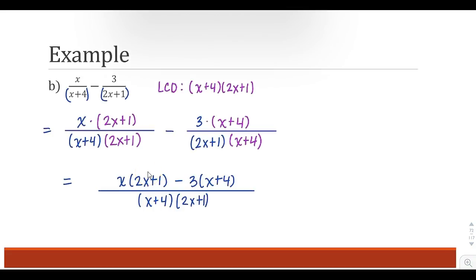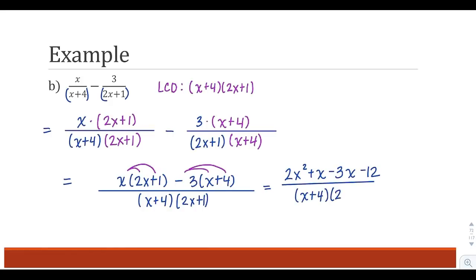And from here, I'm going to go ahead and distribute the x, distribute the negative 3 in the numerator to both terms. So I'm going to go ahead and end up with 2x squared plus x minus 3x minus 12. So the negative 3 distributes to both terms, again over that common denominator, and I'm not going to multiply it out. So x plus 4 times 2x plus 1.